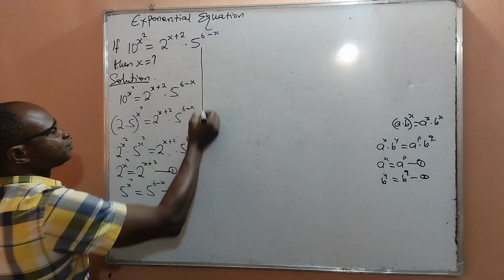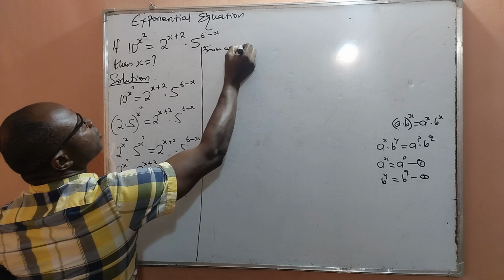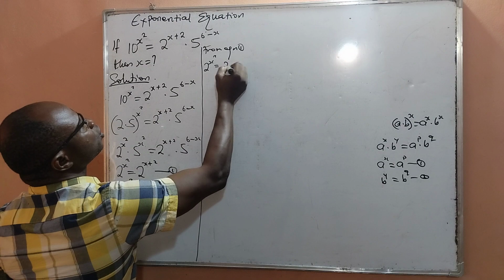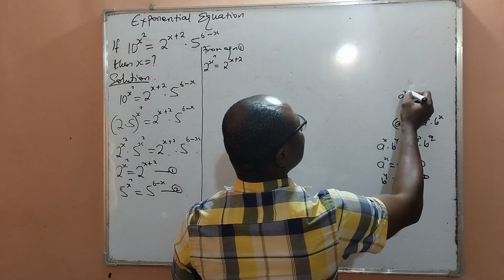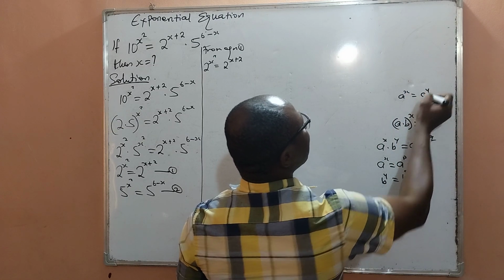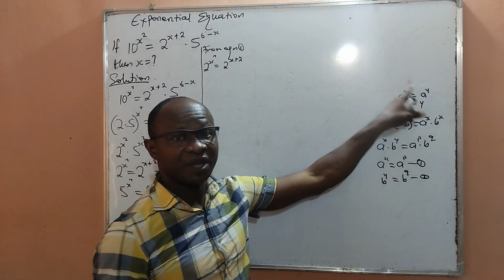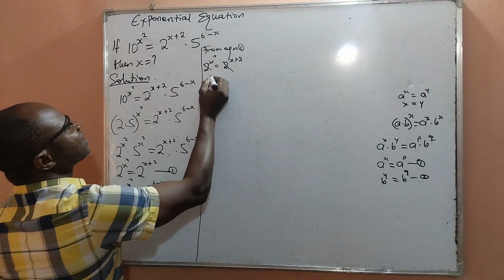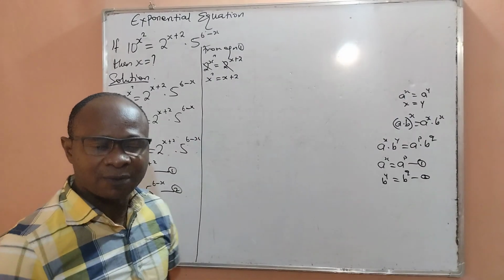Now, we move forward. From equation 1, which is 2 to the power of x squared is equal to 2 to the power of x plus 2, I want you to also see that a to the power of x equal to a to the power of y implies that x is equal to y. What does it mean? That when the bases are the same, the powers automatically become equal. If we apply it to this, the bases are the same. So the power x squared will now be equal to the power on the right hand side, which is x plus 2.